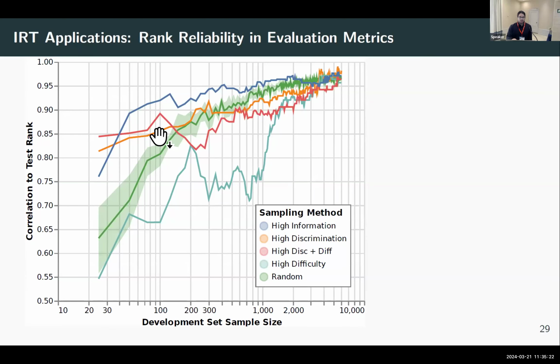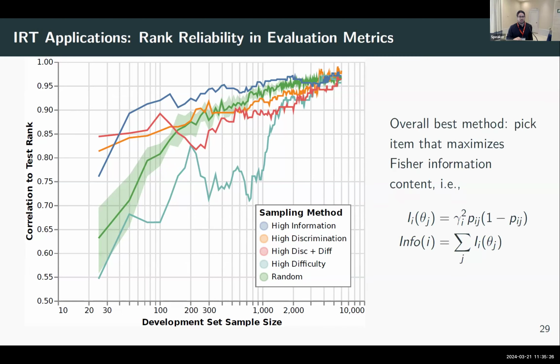There is an even better strategy that was kind of implied by one of the earlier slides, which is I can pick examples that are the most informative. And most informative is defined by this equation. Reading this, it is basically just gamma squared. So a high discriminability value is good.